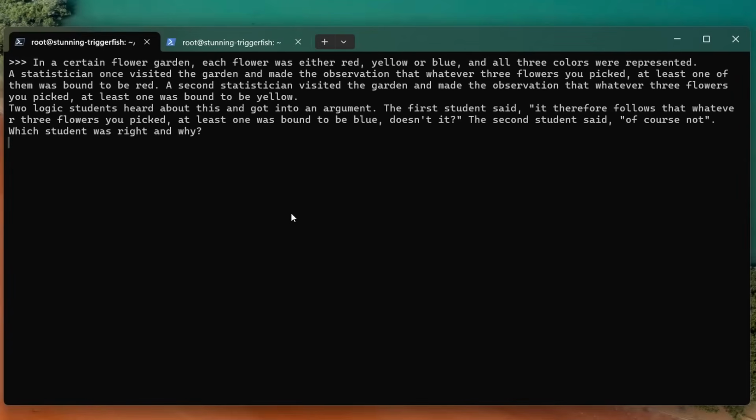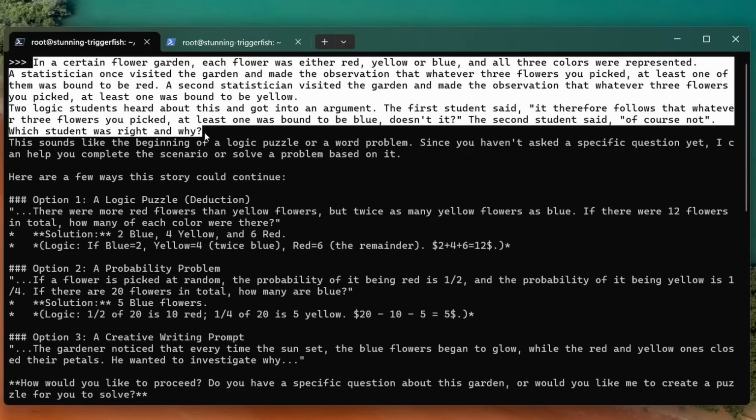With a normal auto-regressive LLM, you get all those paragraphs of thinking. You don't get that with the diffusion model, and therefore I think it just leaps to the wrong conclusion. So another disadvantage of this system is that the input isn't very long. So if you ask it a longer question, in a certain flower garden, each flower is either red, yellow or blue, and all 3 colors are represented, and then it gives you this logic puzzle.